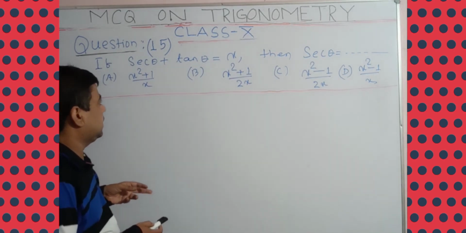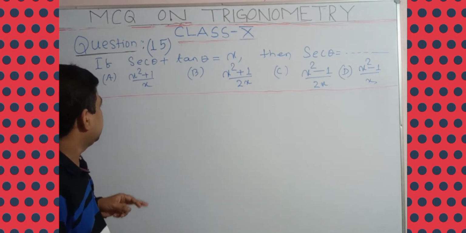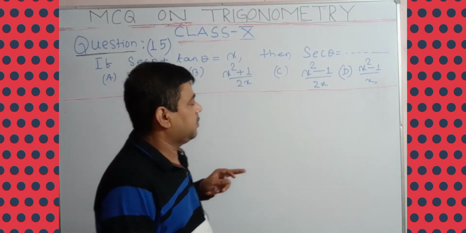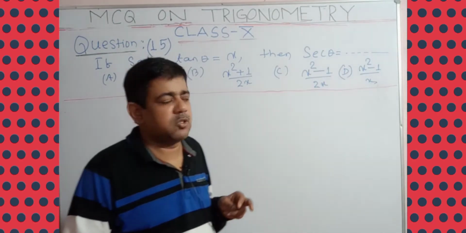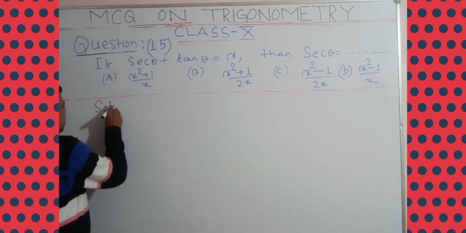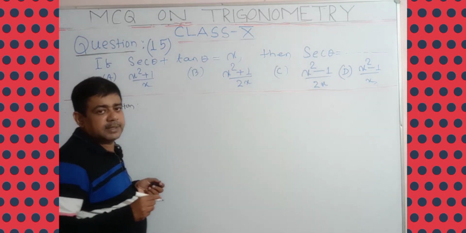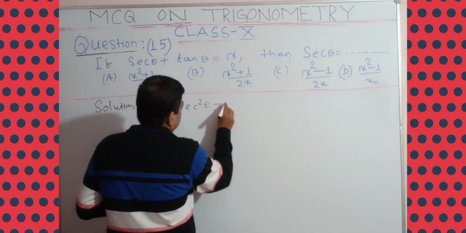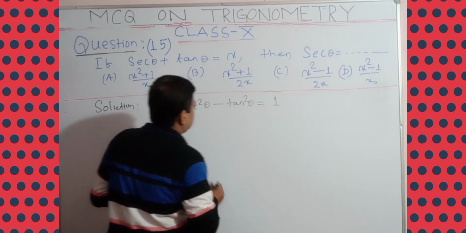If sec theta plus tan theta is equal to x, then sec theta is: option A, x square plus 1 upon x; option B, x square plus 1 upon 2x; option C, x square minus 1 upon 2x; and option D, x square minus 1 upon x. Understand? Okay, so let us find out what is given, dear students. Sec theta plus tan theta is equal to x is given, and we know an identity: sec square theta minus tan square theta is equal to what? 1, all of you know.